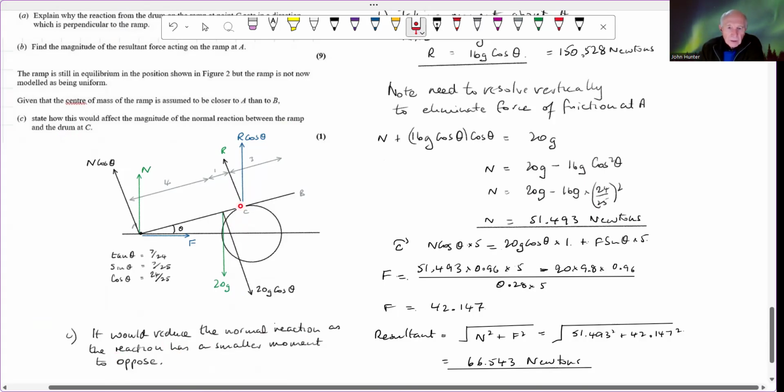Because we're taking moments about there, the clockwise moment is going to be reduced, isn't it? If it's that force there, for instance, then the clockwise moment is reduced, and therefore, because it's in equilibrium, the anti-clockwise moment will reduce as a result, and the distance stays the same. So obviously, the reaction force has got to reduce as a result.